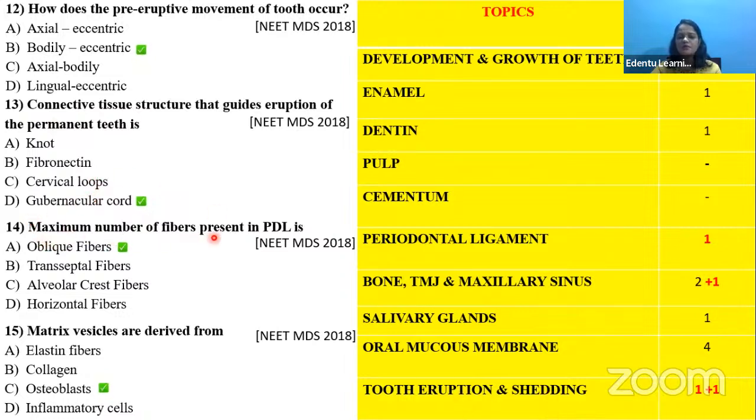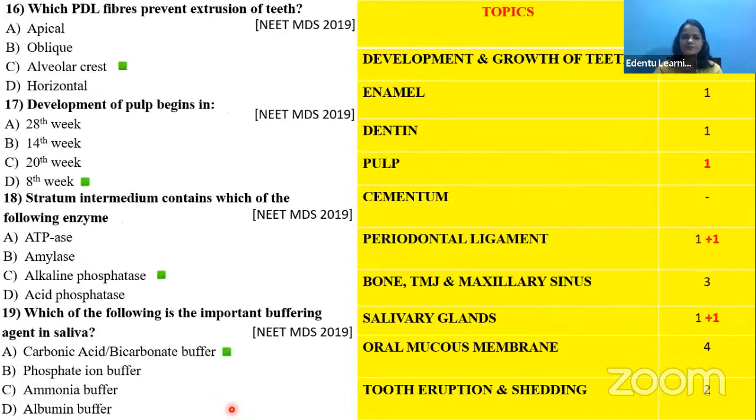Next, the maximum number of fibers present in the PDL, the periodontal ligament, are the oblique fibers. So we can put it under the PDL chapter here. The matrix vesicles are derived from, the matrix vesicles are mainly derived from the osteoblast. This osteoblast has little membrane-bound matrix vesicles which will secrete the proteins that are essential for hard tissue formation.